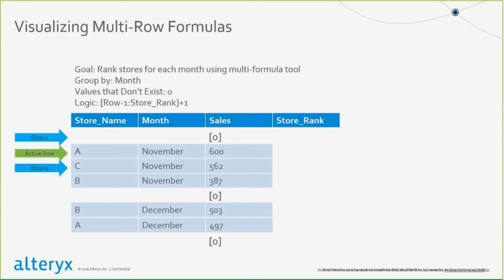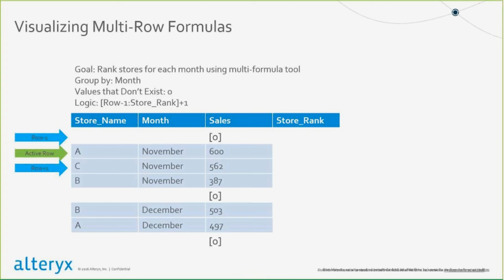The way the multi-row formula tool works in this case is that we always have an active row. That's the row the program is on currently. It's quite literally like that: it's on this row, and that's the row it's working with. Then we have a row -1, that's the previous row, and we have a row +1, that's the following row. So in this case, row -1, the previous row, doesn't actually exist, so Alteryx just pretends that the value in the previous row is 0, because it has to pretend that something is there.